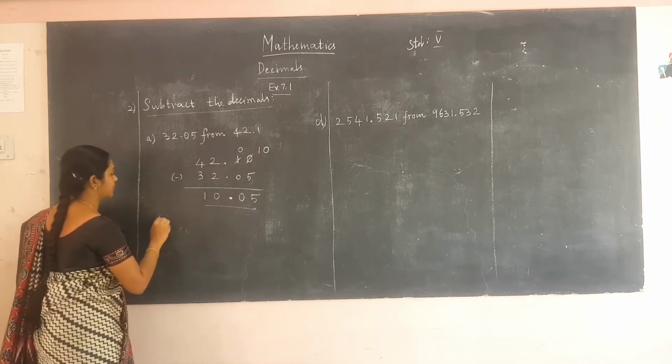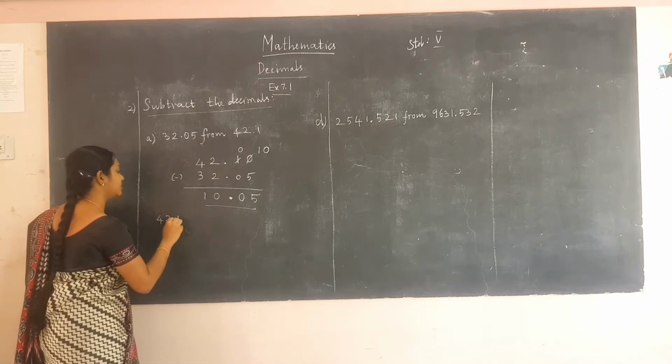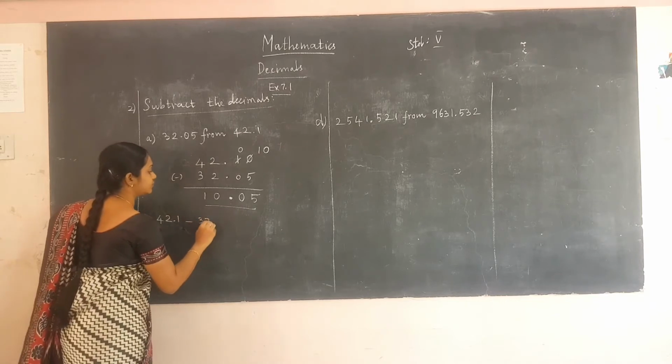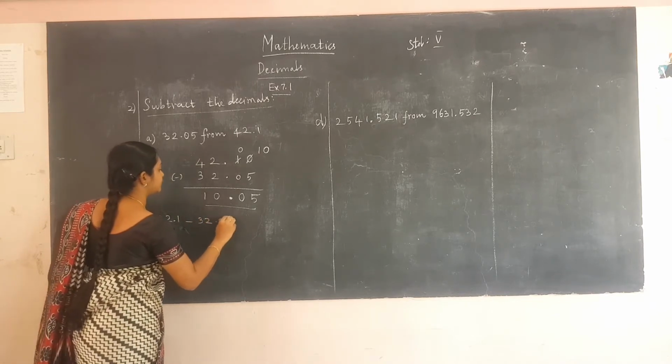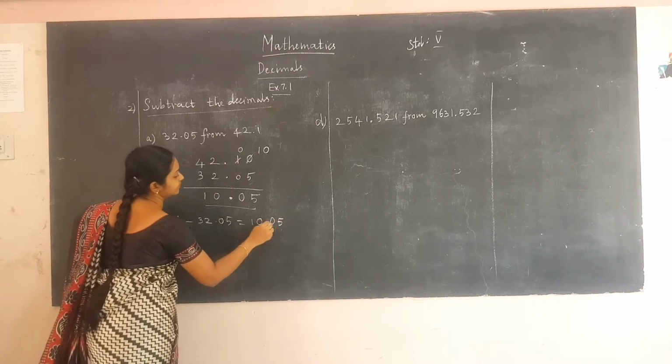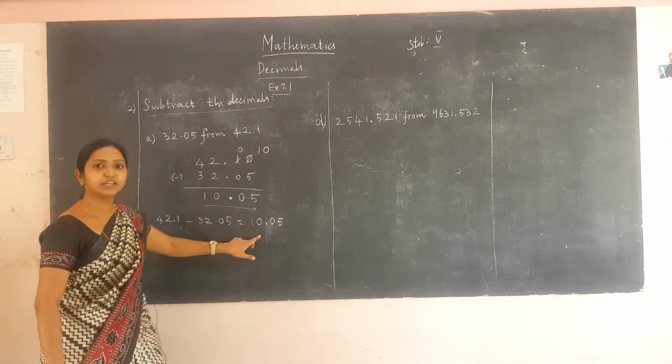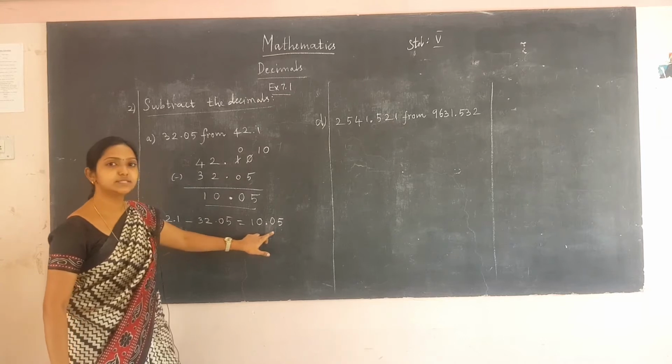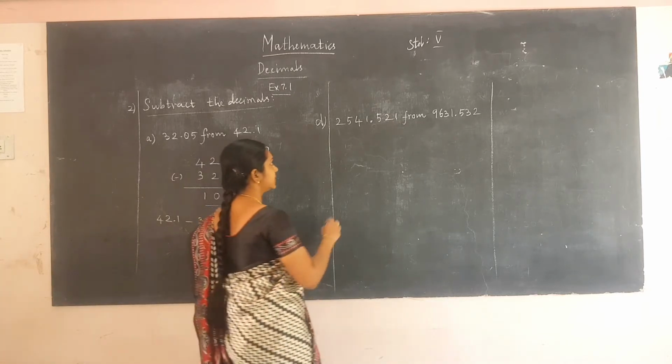So 42.1 minus 32.05 is equal to 10.05. We have to read it as 10.05.